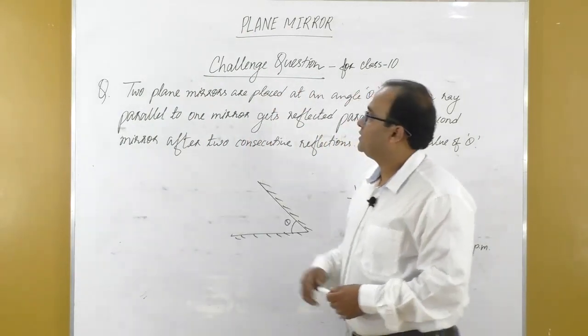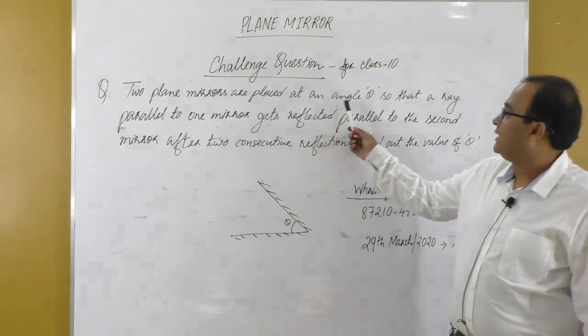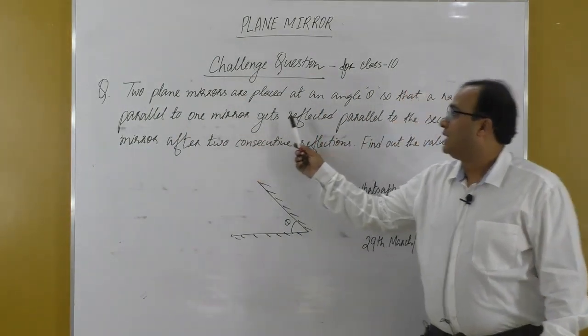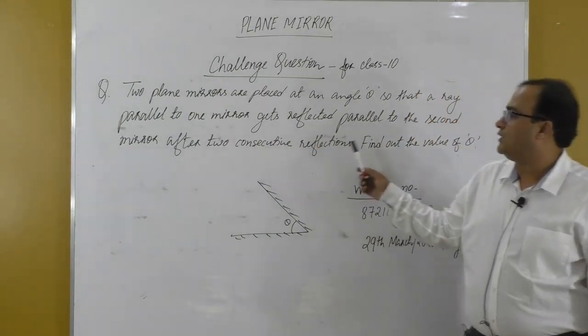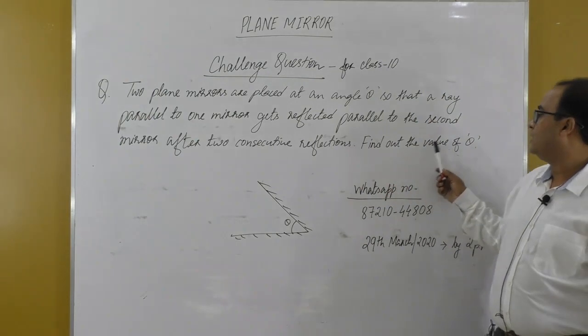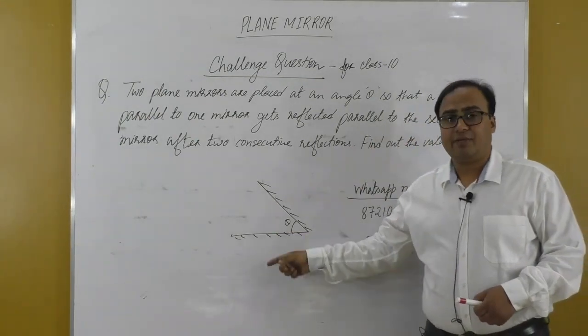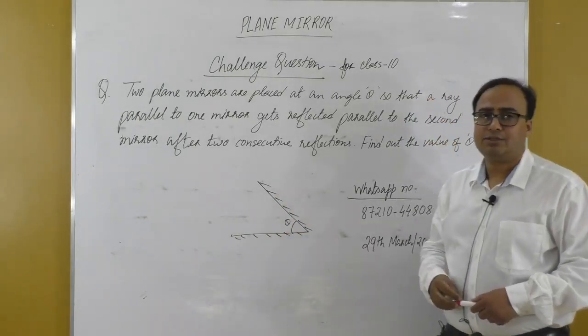The challenge question for today's video. Two plane mirrors are placed at an angle theta so that a ray parallel to the first mirror gets reflected parallel to the second mirror after two consecutive reflections. Find out the value of theta. For your convenience, I have given the diagram where two mirrors are shown at an angle theta.